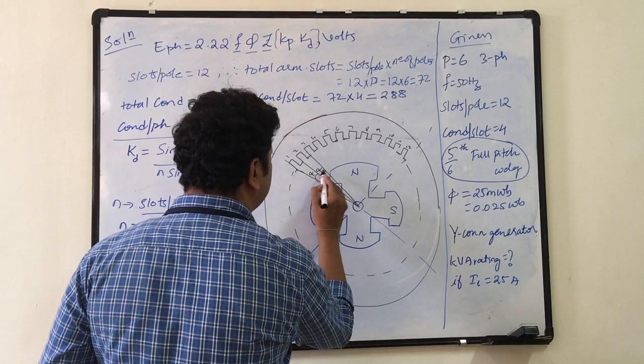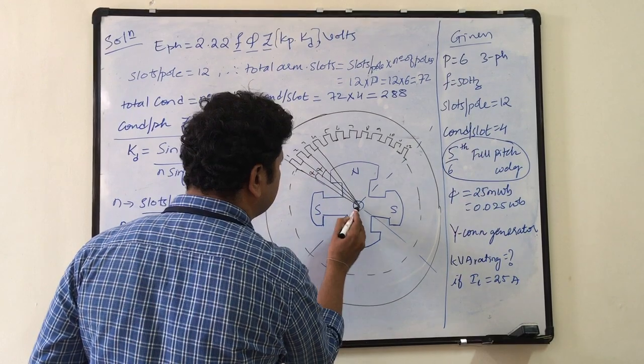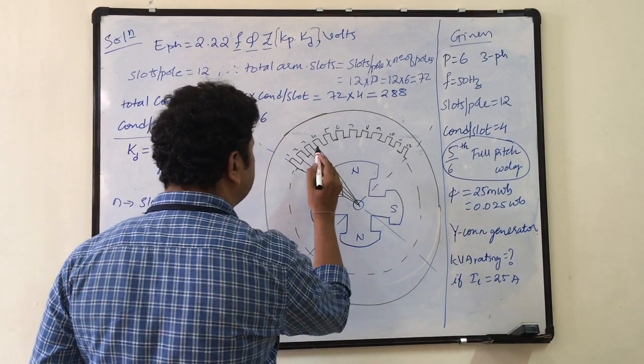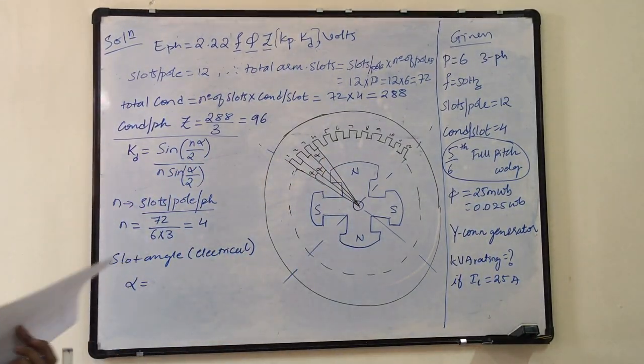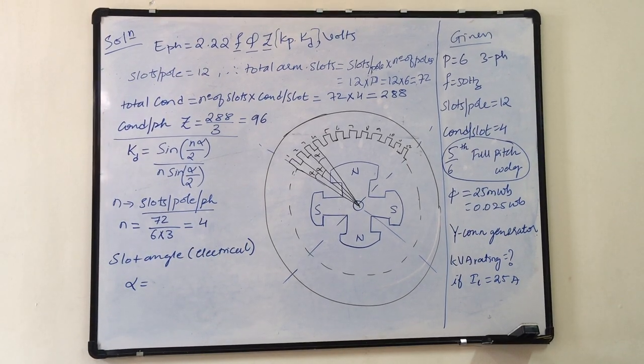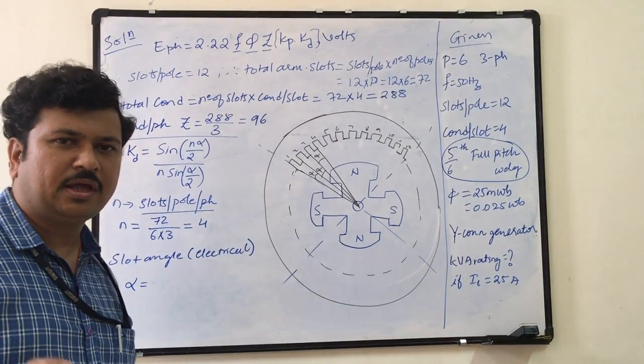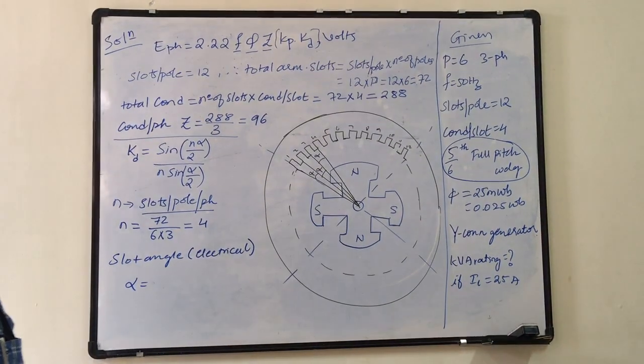This is alpha. So this is one slot angle. The slot angle can be mechanical, or it can be electrical. But I am not interested in the mechanical angle of the slot, I am interested in the electrical angle of the slot.